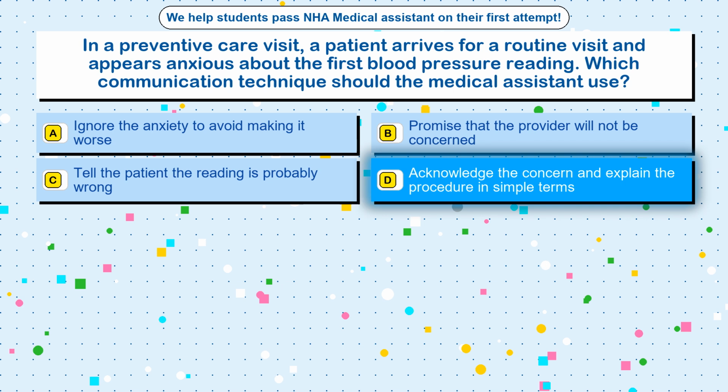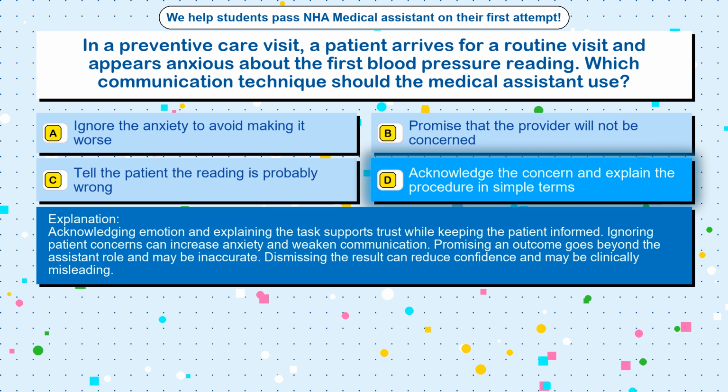Acknowledge the concern and explain the procedure in simple terms. Acknowledging emotion and explaining the task supports trust while keeping the patient informed. Ignoring patient concerns can increase anxiety and weaken communication. Promising an outcome goes beyond the assistant role and may be inaccurate. Dismissing the result can reduce confidence and may be clinically misleading.